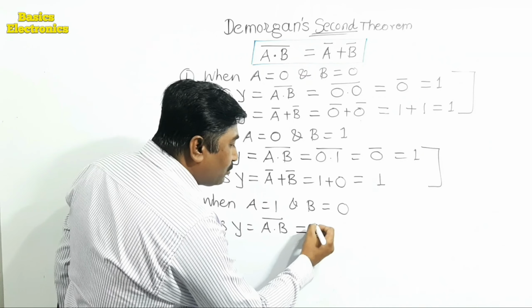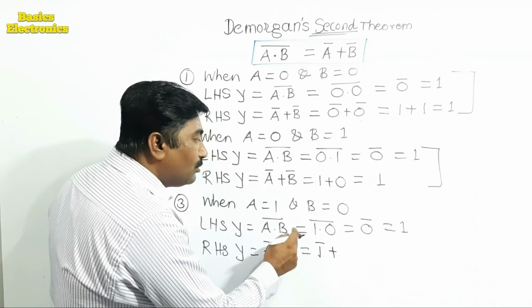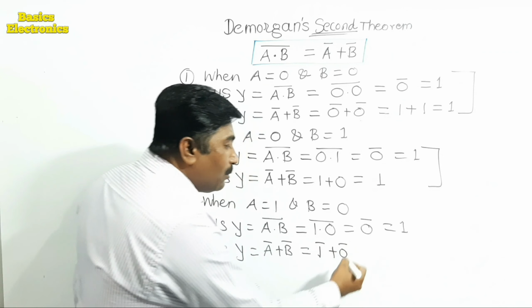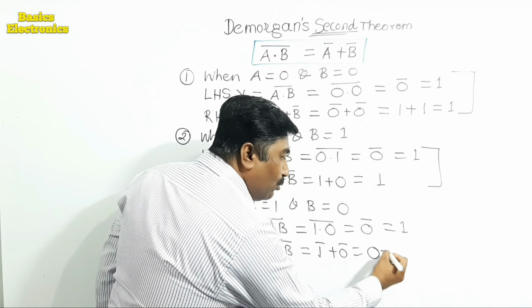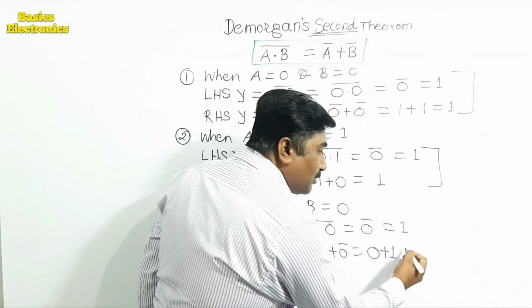Then the RHS side, y equals A complement plus B complement. A is equal to 1, so here it should be 1 complement plus B, where B is equal to 0. So 1 complement is equal to 0, and 0 complement is equal to 1. 0 plus 1 is equal to 1. It means that in the third combination again we got the left hand side equal to the right hand side.